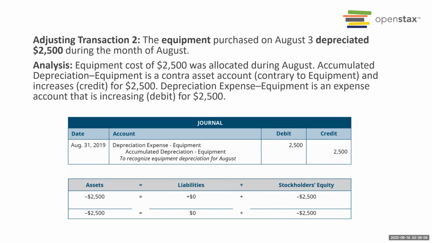A decrease to assets by $50 and a decrease to stockholders' equity by $50. The equipment we purchased depreciated $2,500 for the month. Depreciation expense, equipment, debited $2,500 and accumulated depreciation, equipment, credited $2,500. Assets decreased by $2,500 and stockholders' equity decreases by $2,500.